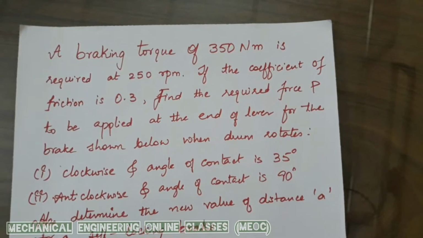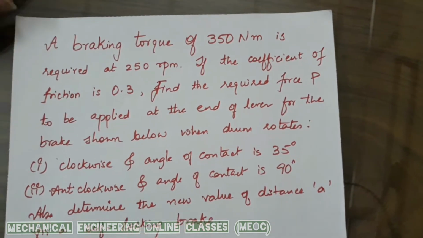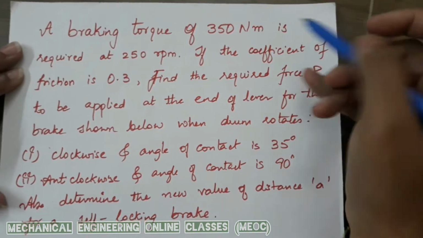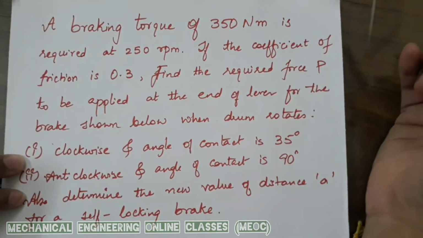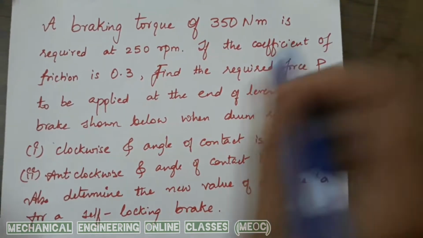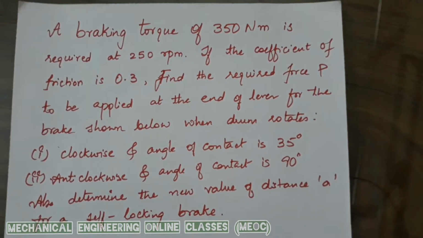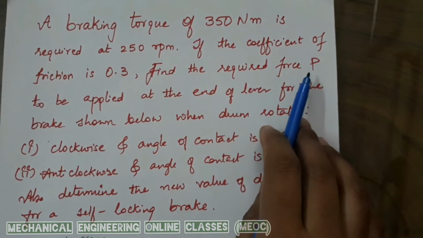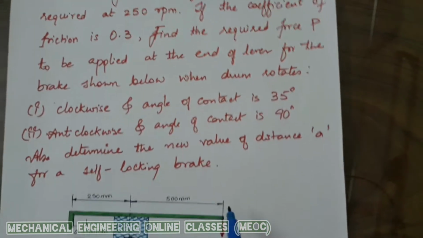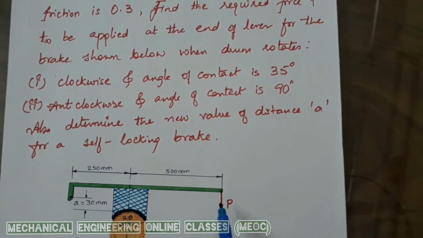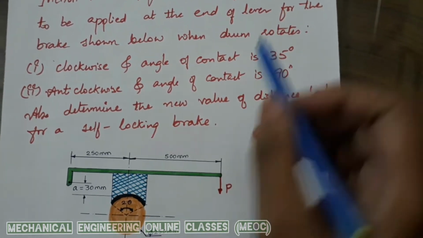So let us solve a problem on single shoe brake. The question goes like this. A braking torque of 350 Newton meter is required at 250 rpm, and if the coefficient of friction is 0.3, we are supposed to find the required force P that is to be applied at the end of the lever for the brake when the drum is rotating.